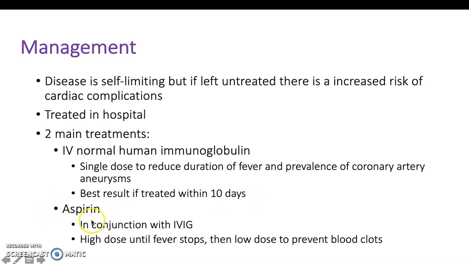And aspirin, this is really the only time you'd want to give aspirin to a child, is Kawasaki. So if this is at all mentioned, you'll be thinking Kawasaki. And then you give a high dose of aspirin until the fever stops, and then when it's at its sort of subacute phase, you want to give a low dose to prevent blood clots.